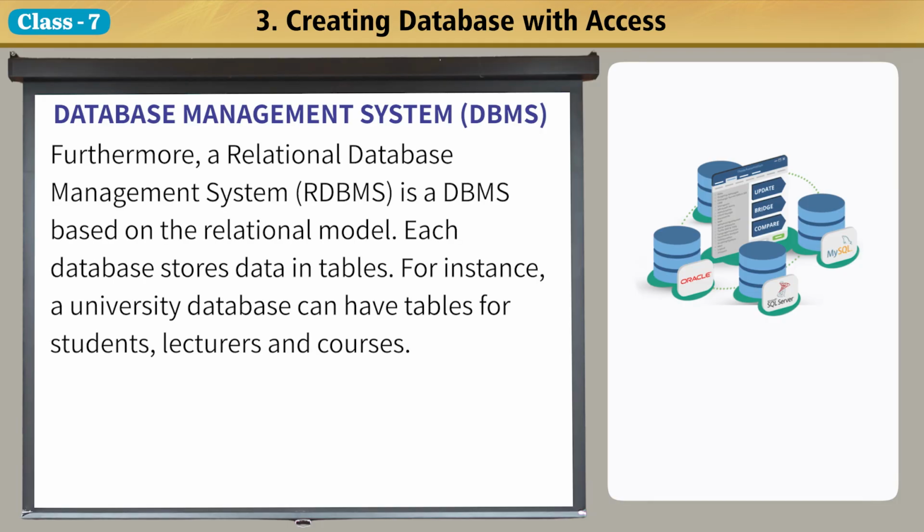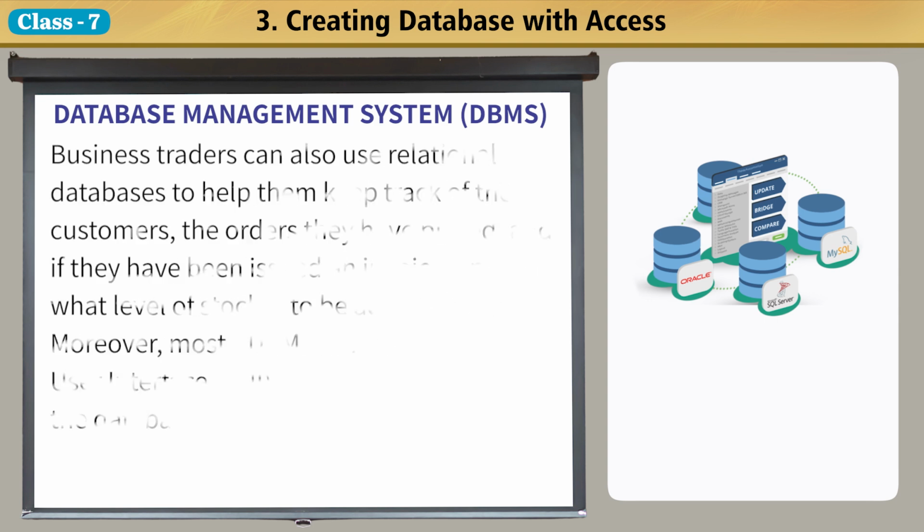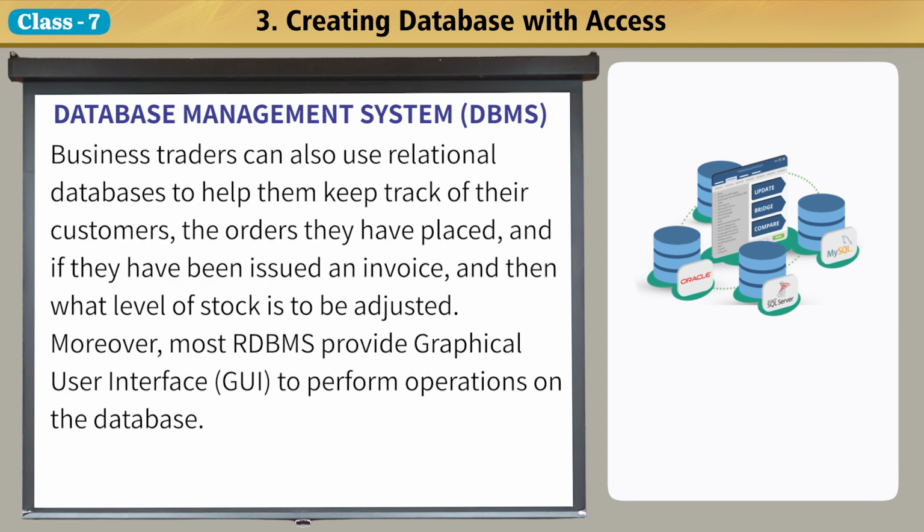Furthermore, a Relational Database Management System, RDBMS, is a DBMS based on the relational model. Each database stores data in tables. For instance, a university database can have tables for students, lecturers, and courses. Business traders can also use relational databases to help them keep track of their customers, the orders they have placed, and if they have been issued an invoice, and then what level of stock is to be adjusted.